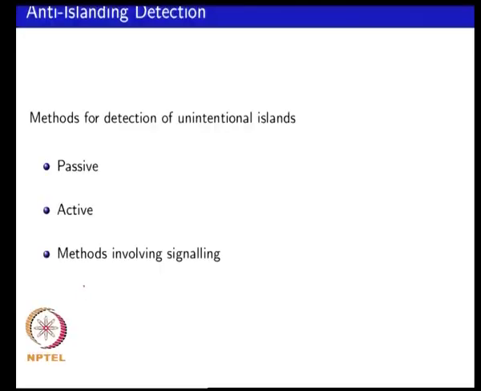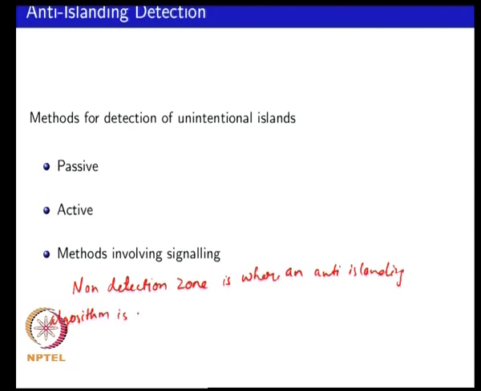So, a non-detection zone. The objective of a good anti-islanding algorithm is to make the size of this non-detection zone 0. So, ideally it should be 0, which means that it would be a very good anti-islanding algorithm.